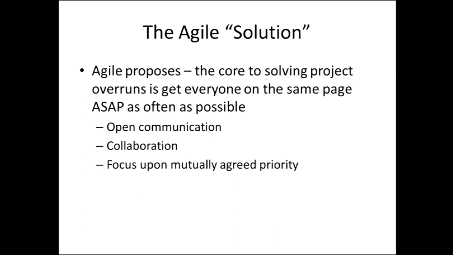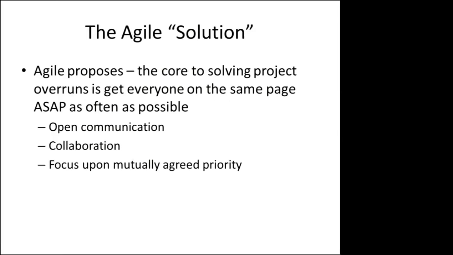What Agile really attempts to do, and proposes at the core to solving all of your project overruns, is to get everybody that's involved on the same page as soon as possible and as often as possible. That means you have to open up your communications, you have to start collaborations, and you have to focus upon mutually agreed priorities. And this is what our keynote mentioned, quick wins. You can consider that as part of your focus.